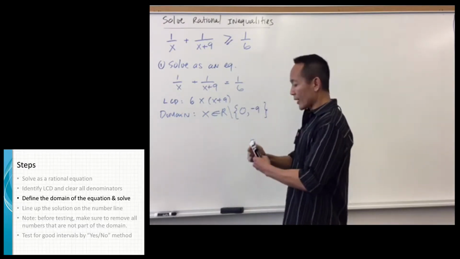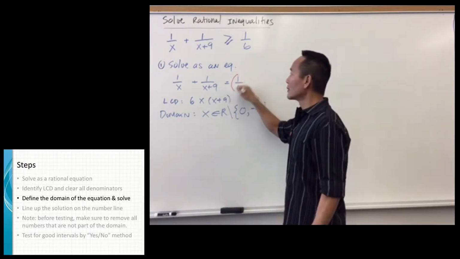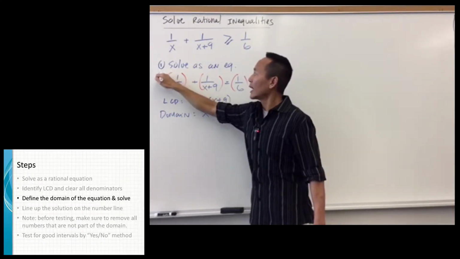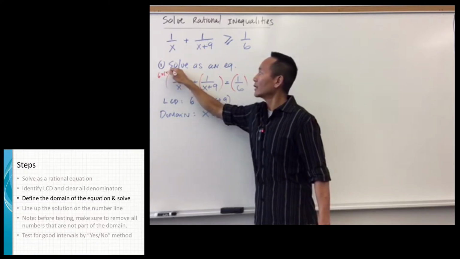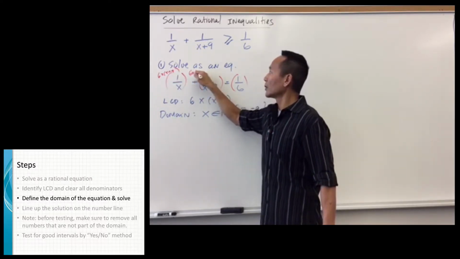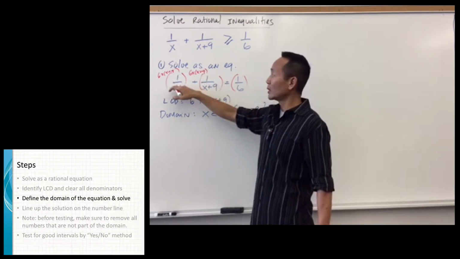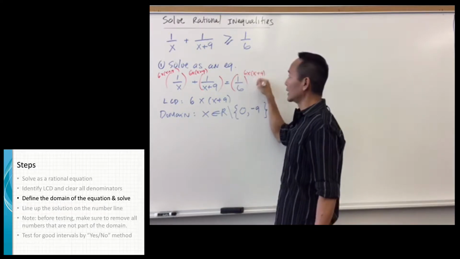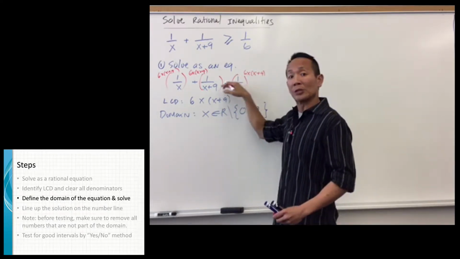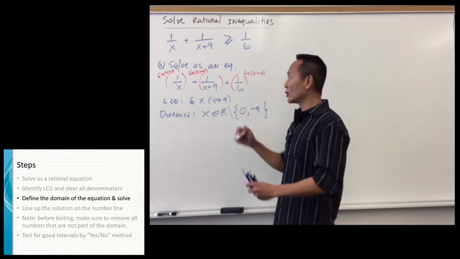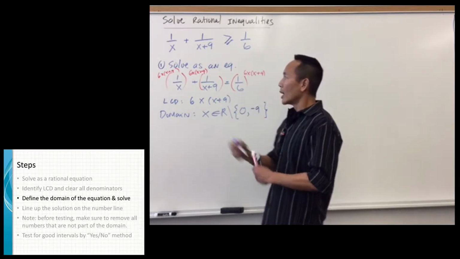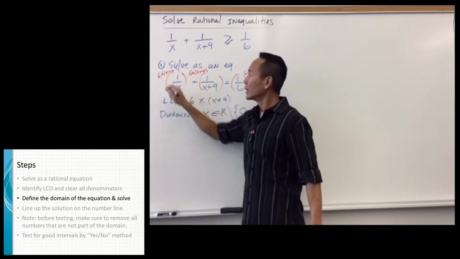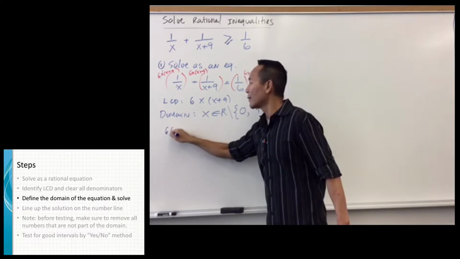And the next step, solving. We go back to the equation. I multiply everything by the LCD, 6x(x plus 9). We multiply the left side by this, and we have to multiply the right side by the LCD as well, because we want to preserve the equality of the equation. Now, if you look at this, these two divide out, so you're left with 6 times (x plus 9).